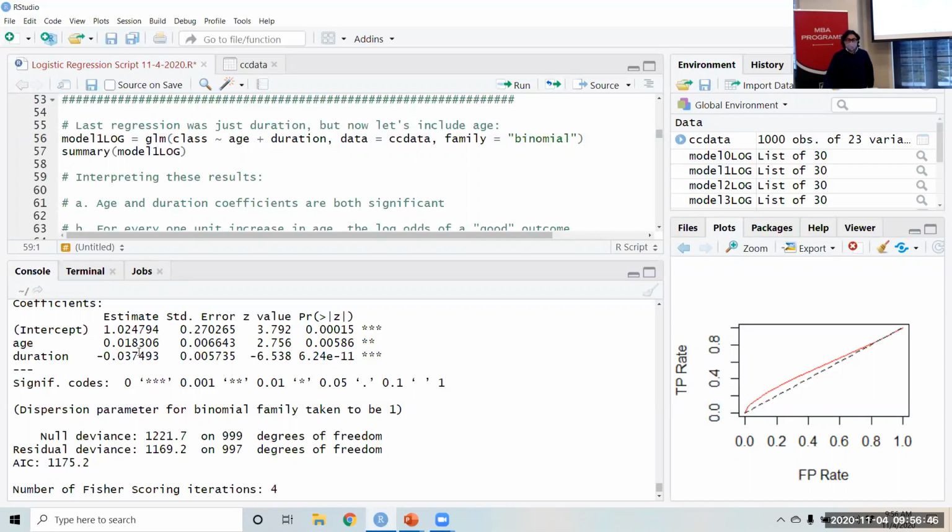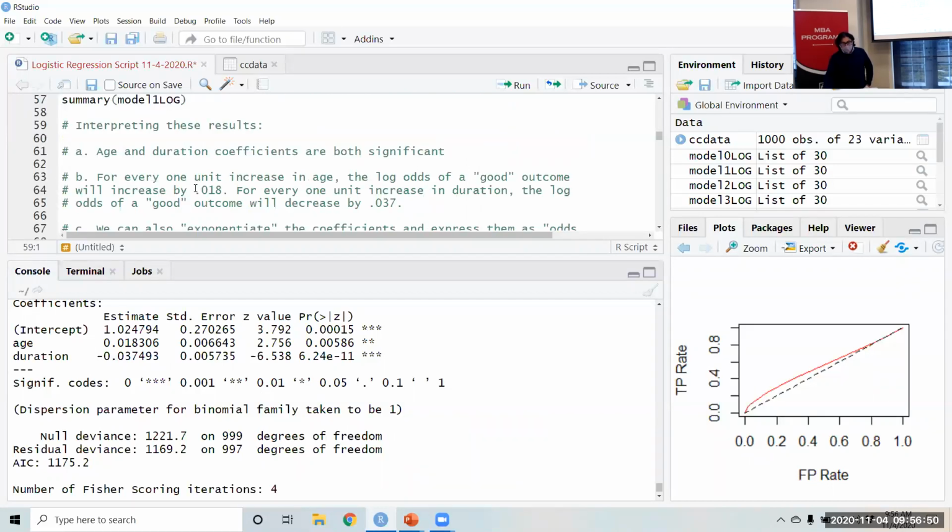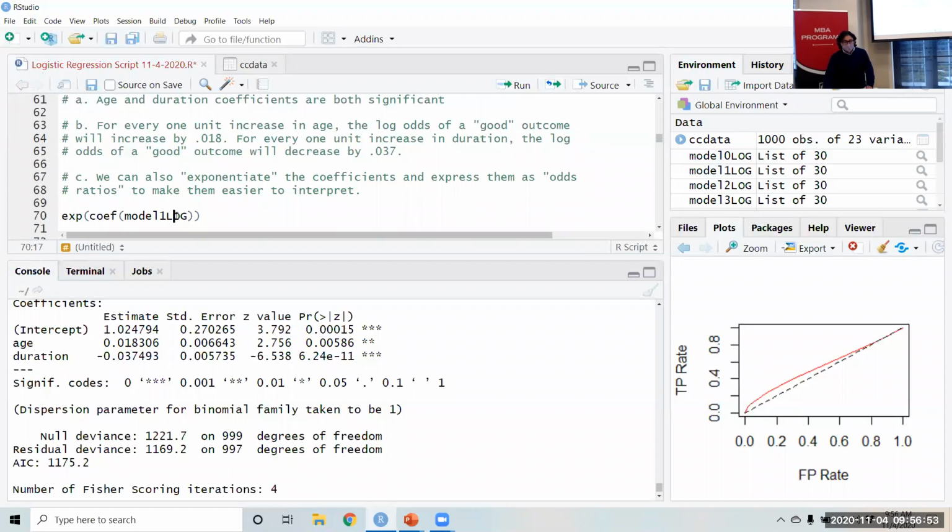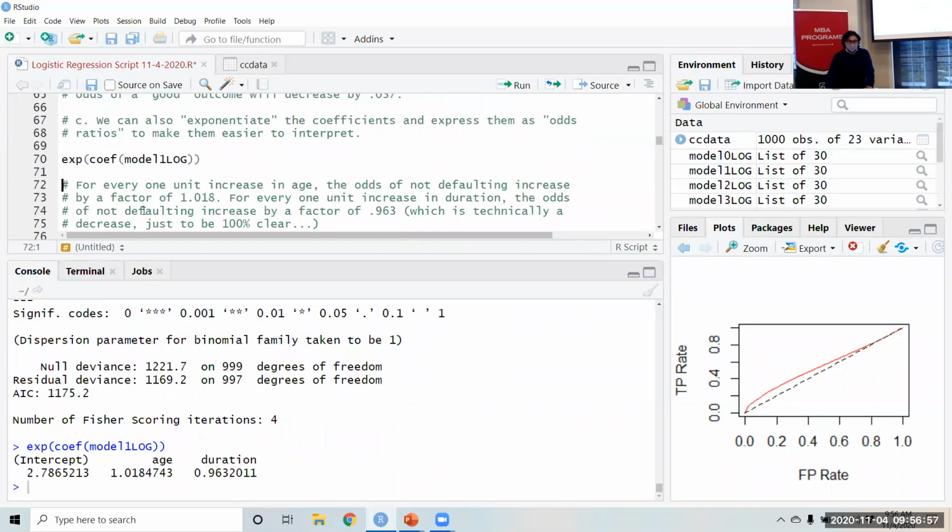Now the problem is that we can't interpret our log odds, so we're going to exponentiate, right? So we exponentiate the coefficients of model 1log, and now we have age and duration. Duration, like we know, right? For every month increase in the term of the loan, the odds of successful payback are multiplied by 0.96, but every year increase in the age of the borrower increases the odds of payback by 1.01, right? So if you go from 25 to 35, that's an additional 10 years, so you multiply 1.01 10 times. And so your odds of successful repayment go up, a relatively low amount, I guess we could say, right?